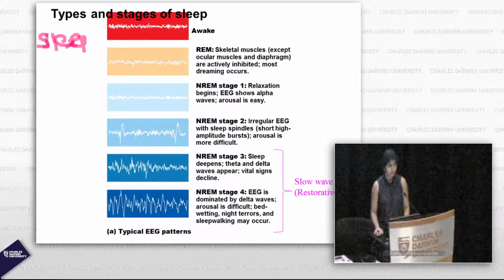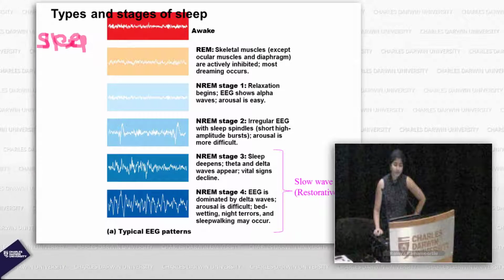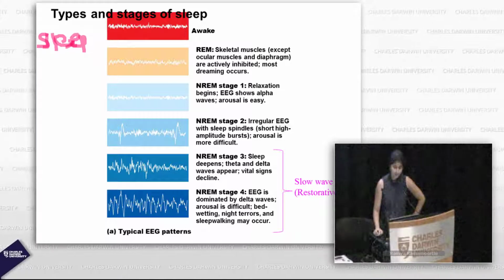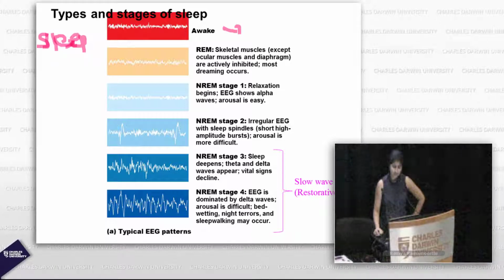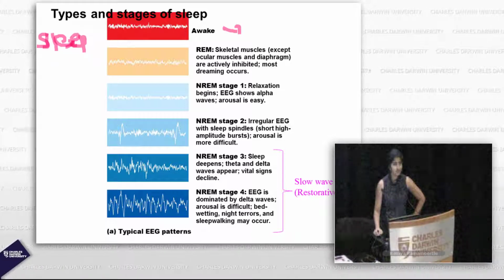When you're awake and alert, your cortical activity is awake, and you can see this type of waves. So when you're alert, what type of waves do we see usually?